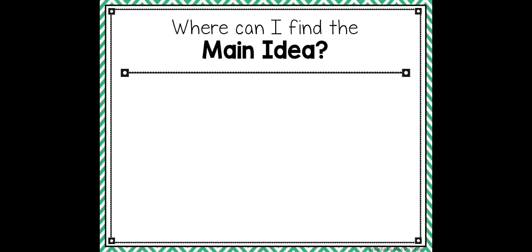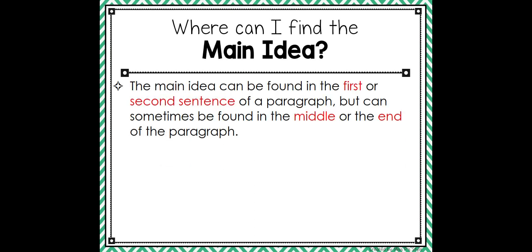Where can I find the main idea? Well, there are a few places to find the main idea of the text you are reading. First, you can find the main idea in the first or second sentence of a paragraph. That's usually where it can be found, but sometimes it can be found in the middle or end of the paragraph. Think about when you write an essay in class in third grade.